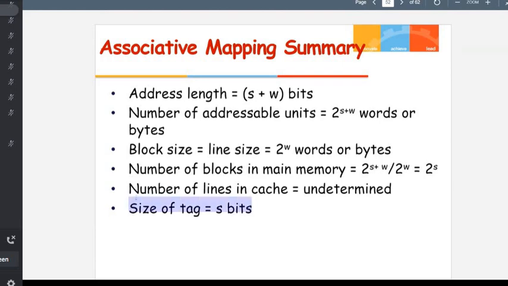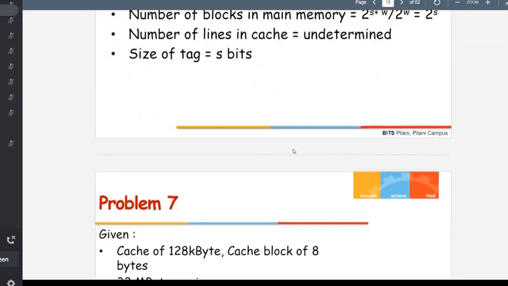Also, you cannot determine the number of lines here because there is no R present. The size of the tag previously was S minus R, but since there is no R here, it's only S. If the address length is S plus W, and W is the number of bits for the word, then you have only two parts: tag and word. So if W is the word, then S is the tag length. Number of blocks in the main memory is 2 to the power S plus W divided by 2 to the power W. The block size is equal to the cache line size, 2 to the power W, similar to direct mapping.